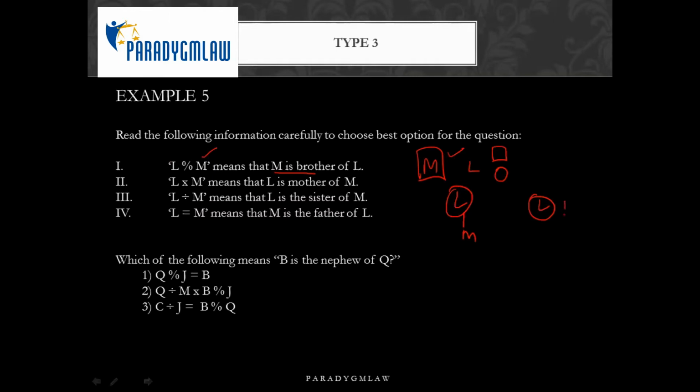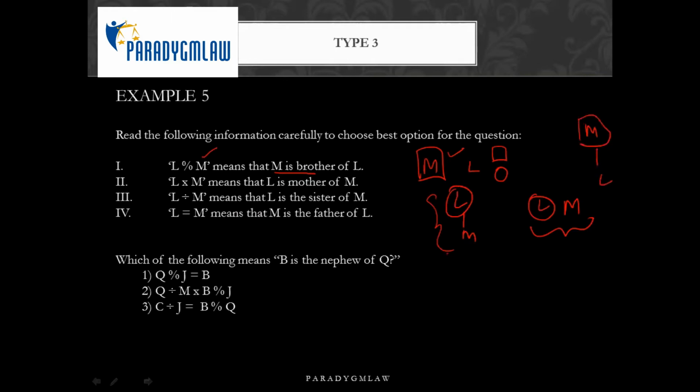L sister M. So remember, when you make these diagrams also, the generation should be maintained. Okay, here mother, L mother of M, I've put L above M, whereas when they're sisters, they're in the same generation, siblings. L equals M means M is the father of L. So I put M father of L.